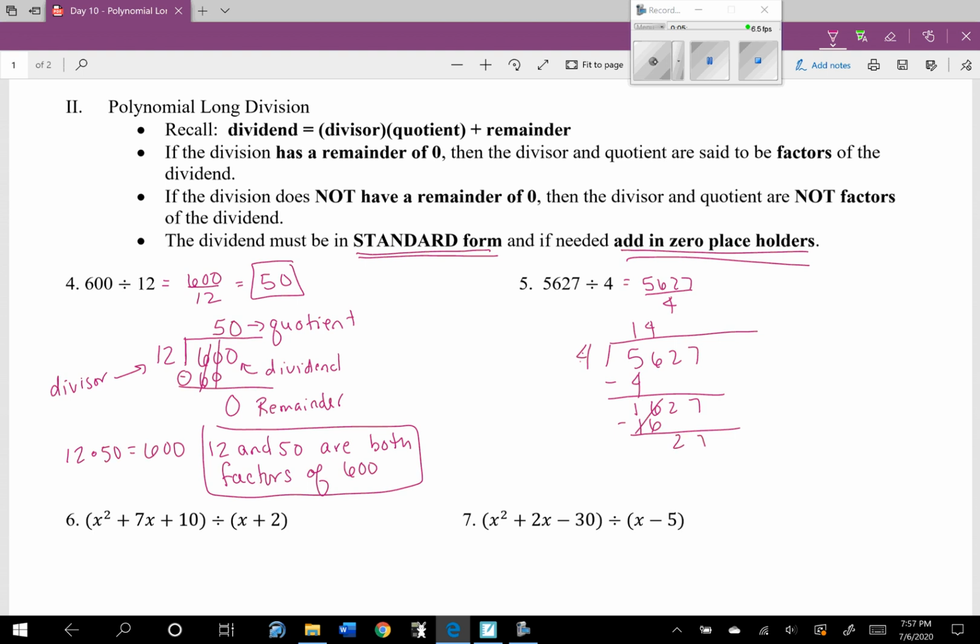How many times does 4 go into 2? It doesn't. So how many times does 4 go into 27? It goes 6 times. And then you multiply 6 times 4. It's going to give us 24. And then you subtract, and that gives us 3. And then, of course, there's no other spots to go, so the rest of it ends up being decimals, or again, you can write it as a fraction, so this is the remainder.